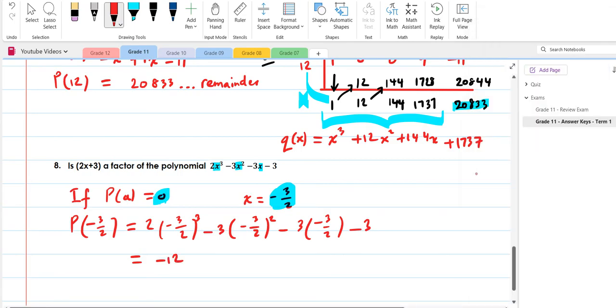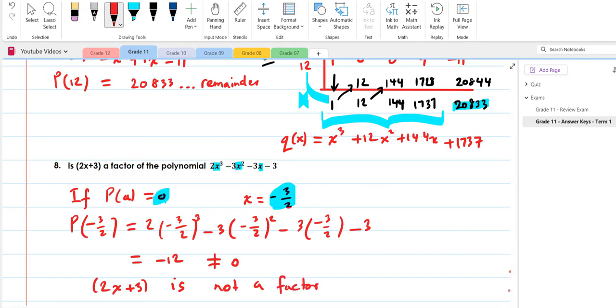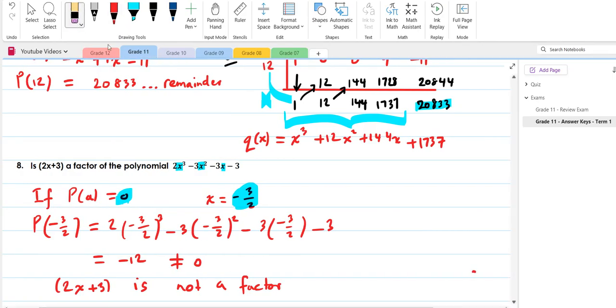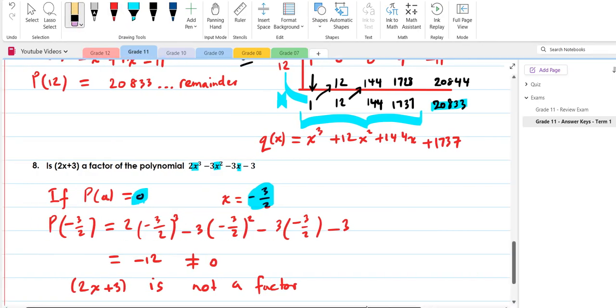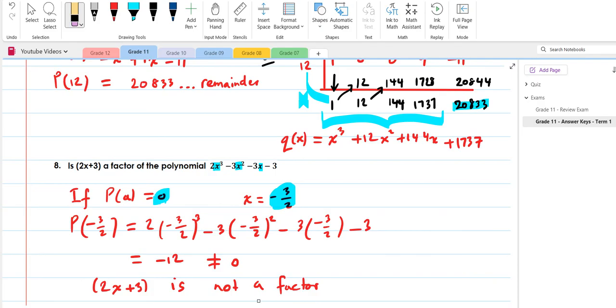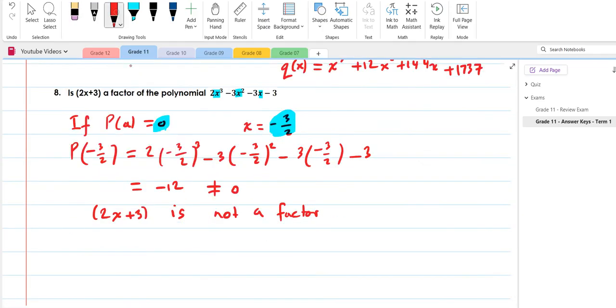So what can we say? Is 2x plus 3 a factor of the polynomial? Because it's not equal to 0, we can say 2x plus 3 is not a factor, because the remainder is not 0. Only if the remainder is 0 will it become a factor. So when we substitute negative 3 over 2, we get a remainder of negative 12. Now let's verify this using synthetic division.